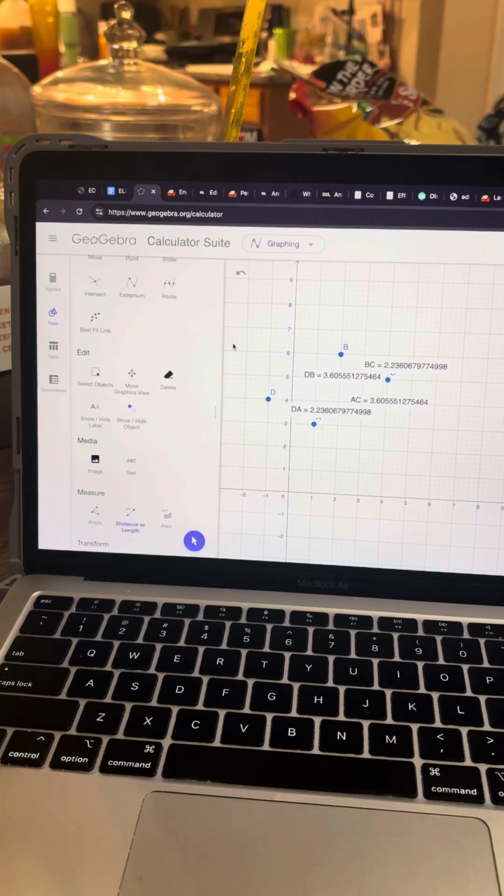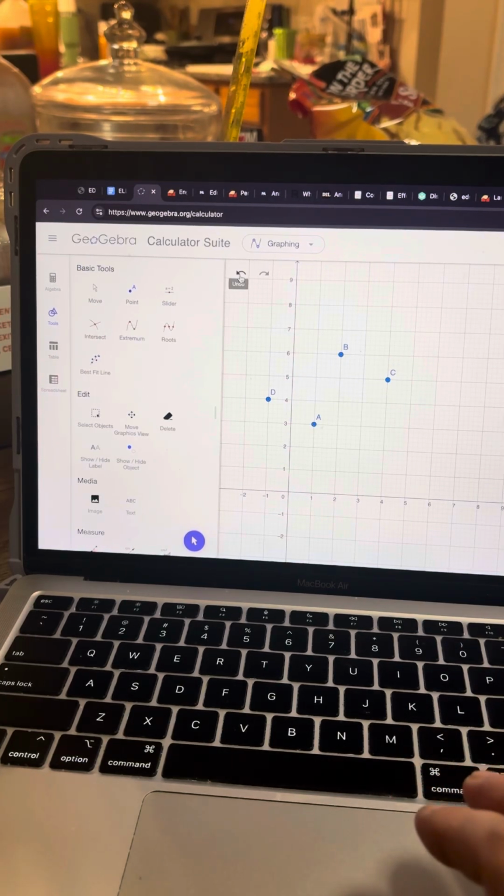Okay, hold on. I found the 3 points by looking at what was missing and how it could make a parallelogram, and then I did the measurements to see if they were equal measurements.